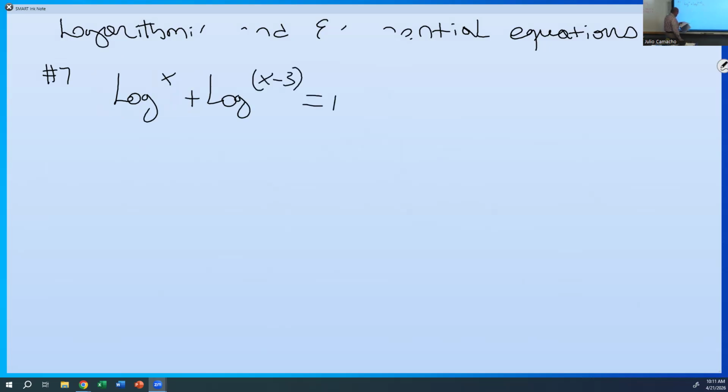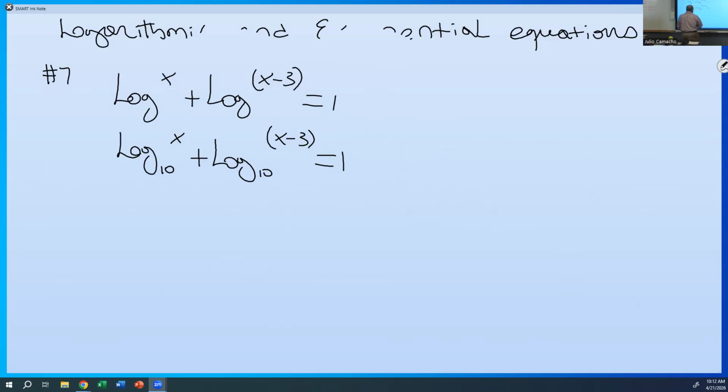So what do we do here? What will be your first step? Before x, what is missing there? The base. So you said it'd be base 10. Because if you don't have the base, you cannot change to exponential. So that will be the log base 10 of x plus the log base 10 of x minus 3 equals 1.